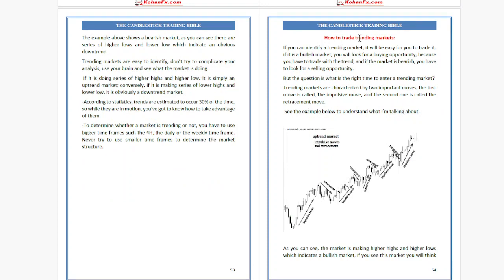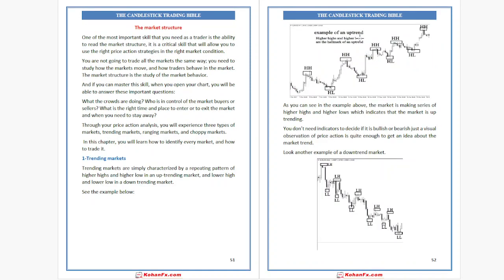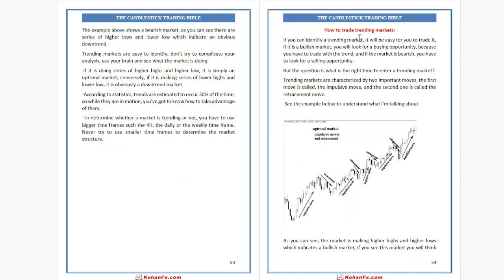The example above shows a bearish market. As you can see, there are series of lower highs and lower lows, which indicate an obvious downtrend. Trending markets are easy to identify. Don't try to complicate your analysis. Use your brain and see what the market is doing.